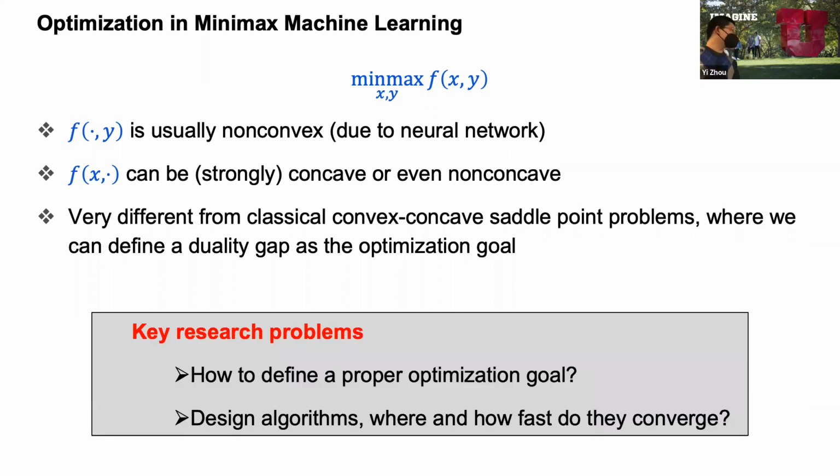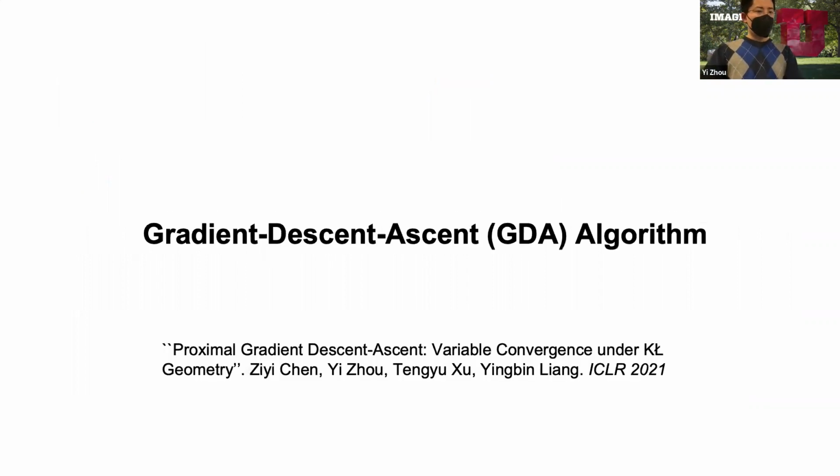So the two key research problems that we aim to answer are, first of all, for this general, possibly non-convex and non-concave minimax problem, how do we define the optimization goal? What is the proper optimization goal of this problem? And the other question is, how do we design computationally efficient and provably convergent algorithms for solving these problems? In particular, we want to understand how fast they converge in different scenarios. So in the first part, I'm going to talk about a very classic and simple algorithm called the gradient descent-ascent algorithm.